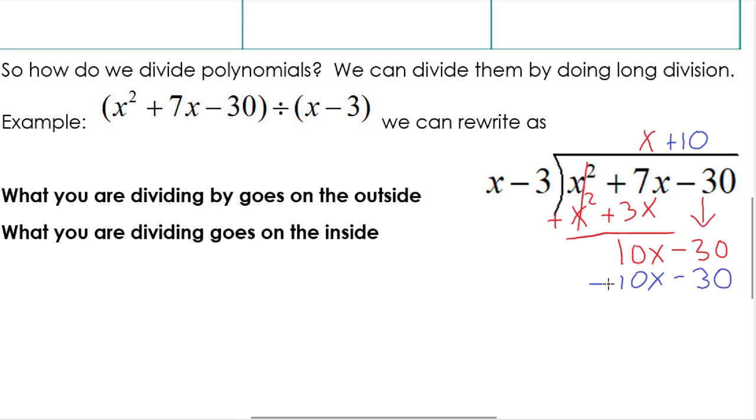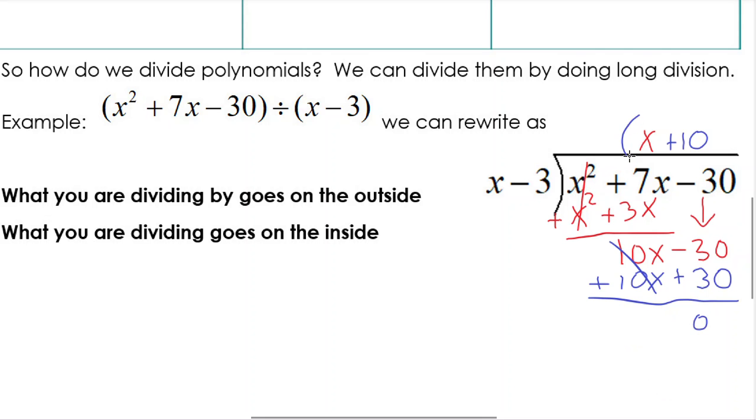And now I subtract. Yay! 10x minus 10x cancel out. Yay, that's what we want. Negative 30 minus negative 30. Well, I know I have a minus a negative, so I have to do keep change, right? Negative 30 plus 30 gives me 0. And that's exactly what I want.